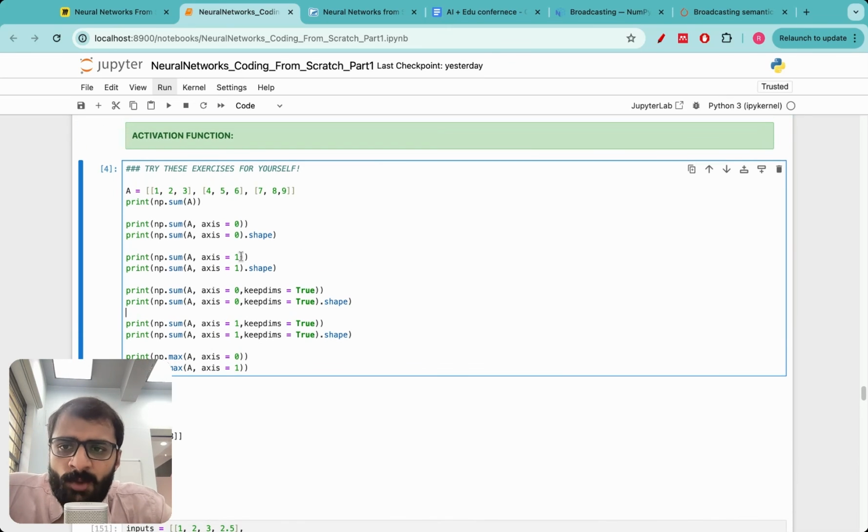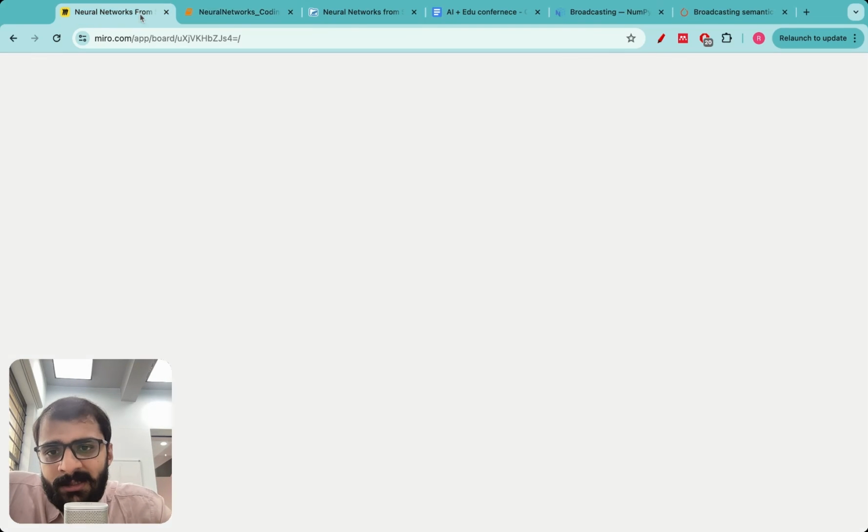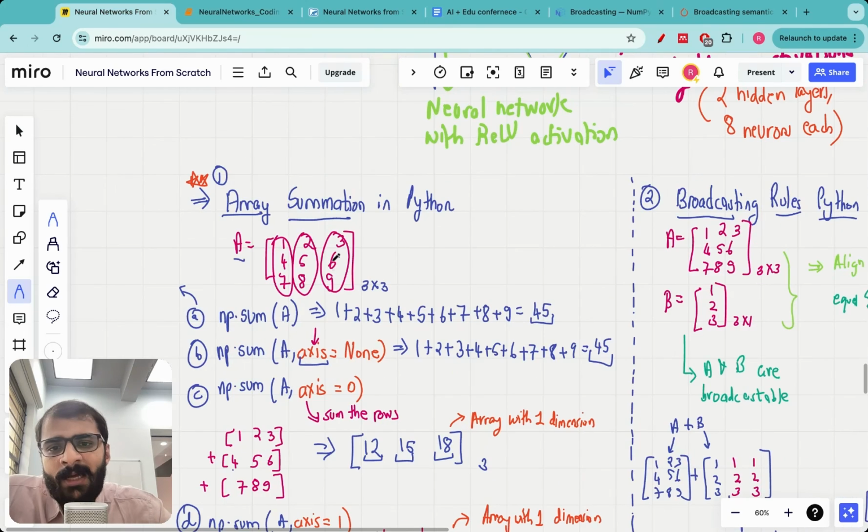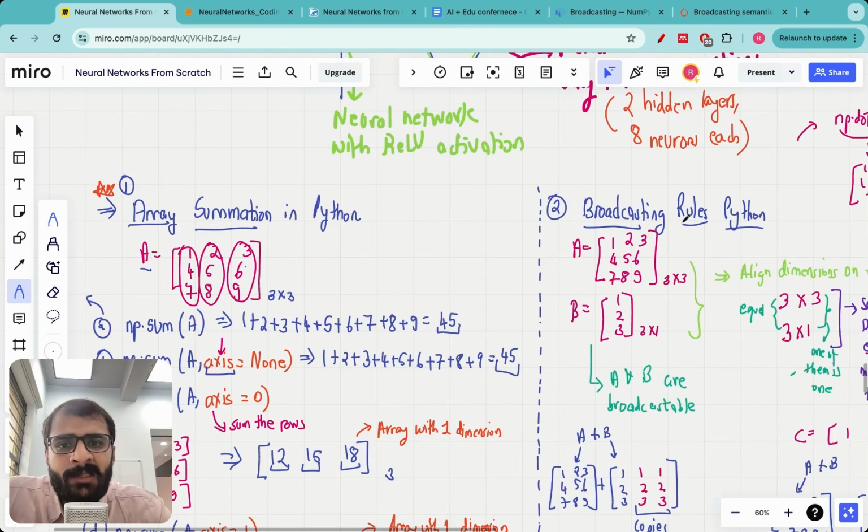So I'll be providing these codes also with you. I'll be sharing these codes in the information section. So please try to run this. The reason I'm going into this many details is that if you understand the array summation and the broadcasting rules, you will not get into difficult situations when we deal with softmax or other functions later, and debugging will also be easier for you.